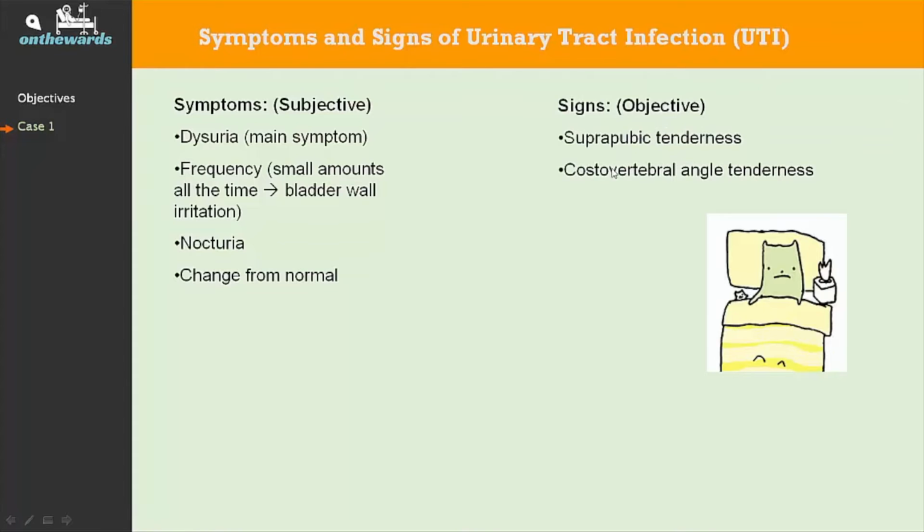All right, so we'll go to the signs now. These are more objective measures and they're things that you can take on examination. So you probably elicit suprapubic tenderness or even costovertebral angle tenderness, which may suggest a pyelonephritis or infection going up to the kidneys. And always be aware of more systemic symptoms such as fever or decreased mental status.